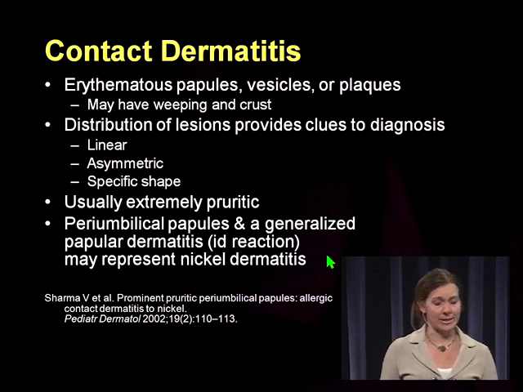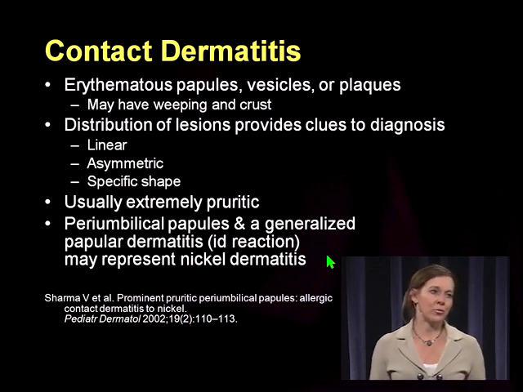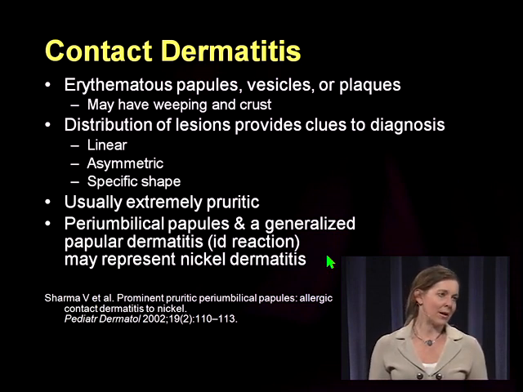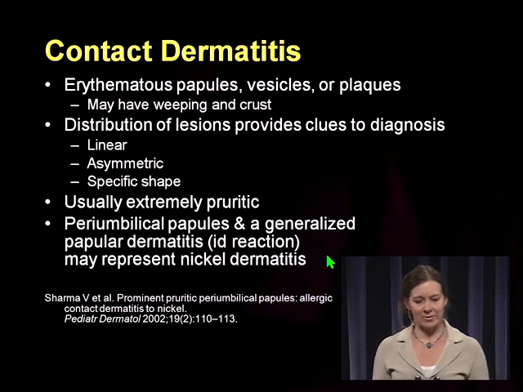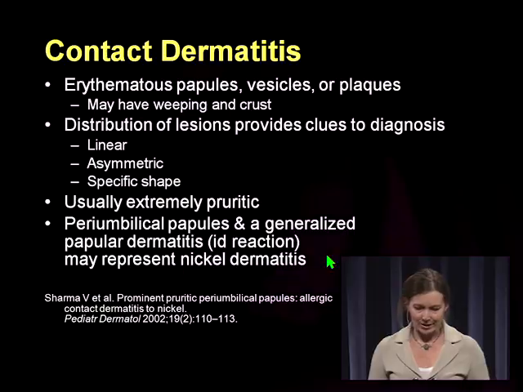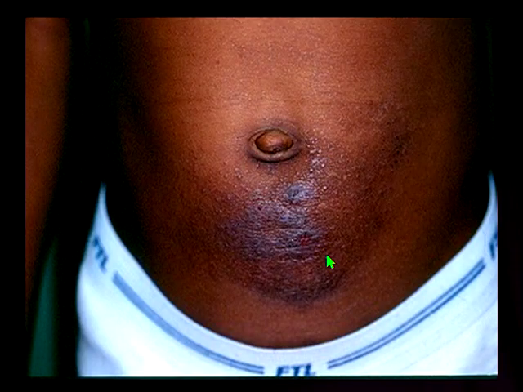Sometimes they'll develop an ID reaction, which is like a generalized hypersensitivity reaction, and then those patients will often get fine papules, oftentimes involving the extensor arms and legs. So sometimes that can be a little tricky if you haven't seen that before, but it's a very common presentation for nickel allergy. So here we see the infraumbilical eczematous plaques here. Now this child, what do you think she's reacting to?